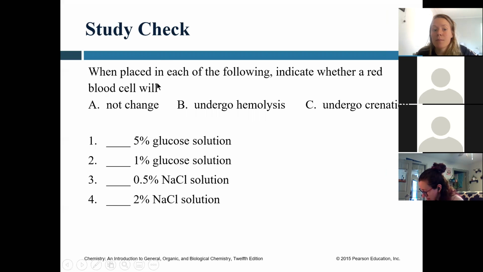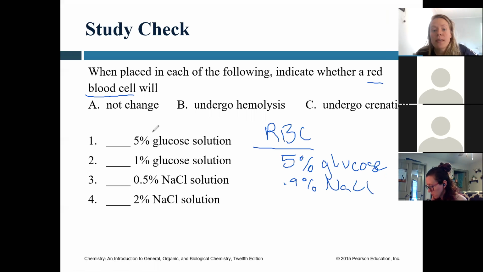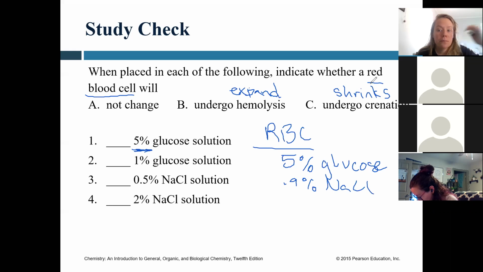Let's see what happens to the actual cells themselves. When placed in each of the following solutions, indicate what happens to the blood cell. I'm not asking about the solution now, I'm asking what the blood cell does. Remember, red blood cells like 5% glucose and 0.9% NaCl. So if we drop a blood cell into 5% glucose, what will happen to the cell? Does it expand? Hemolysis is when it expands. Crenation is when it shrinks. What will happen in 5%? 5% is our happy place, so we shouldn't expect any change at all. So I'm going to put A there.